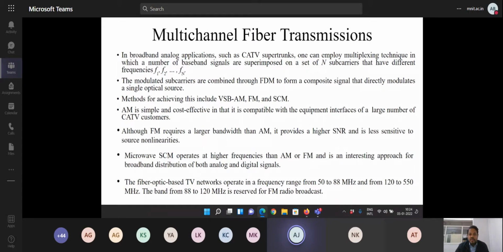There are different methods by which you can have this multi-channel transmission. FDM, VSB-AM, FM, SCM, these are all standard multiplexing techniques, which I think you have already gone through in your analog modulation classes. So this is about multi-channel fiber transmissions.